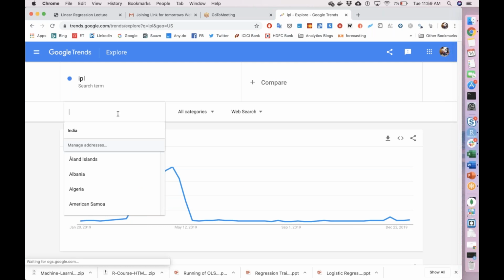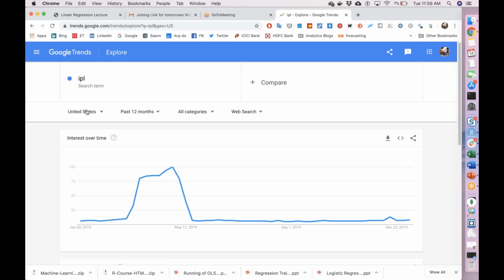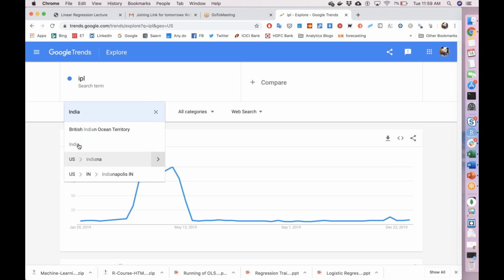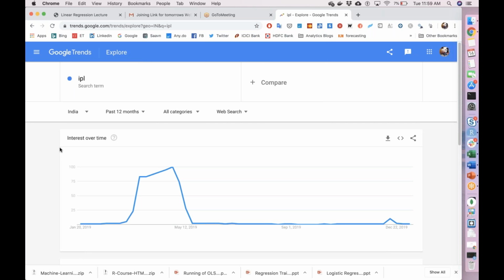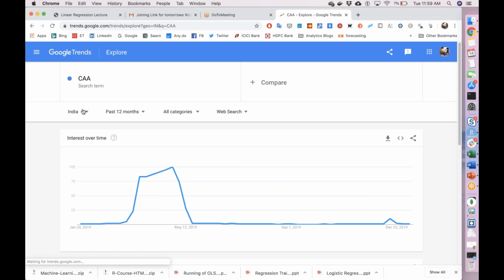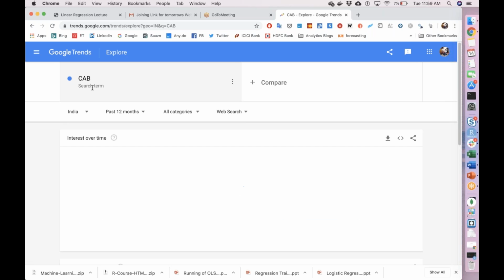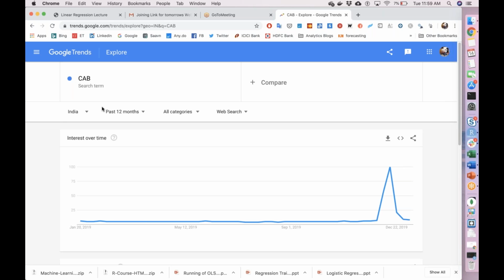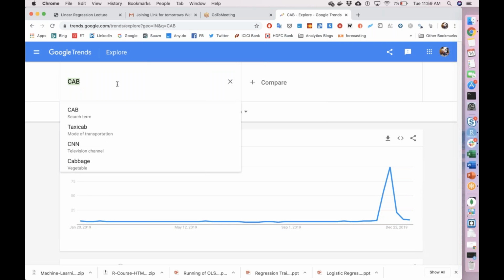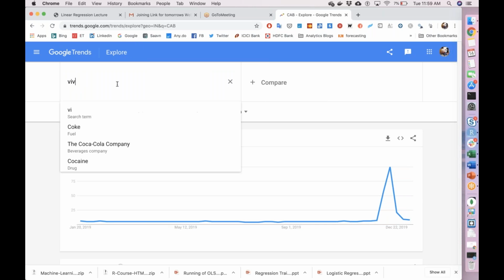It can't be. Let's change it to India. Cool. Okay, IPL. Let's talk about CAA. Let's see how much people are talking about CAA. No interest over time. Oh, okay. Give me some, let's say Coke or let's say Vivo.